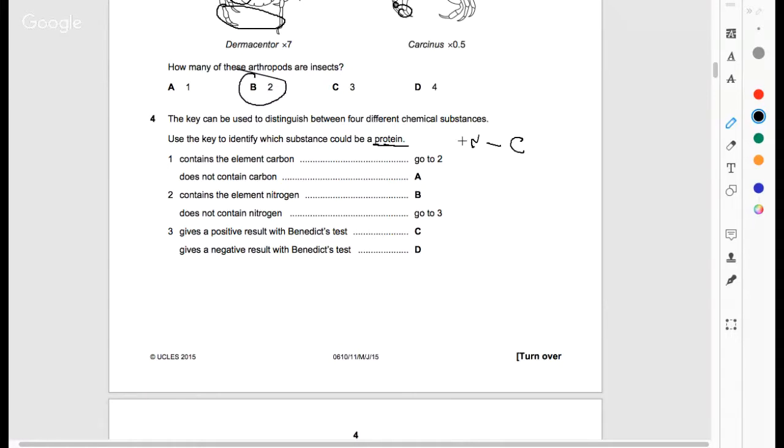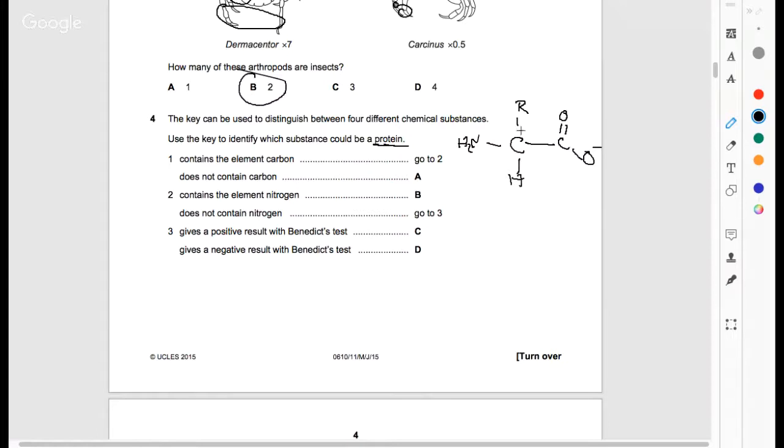with an amino group on one end and a hydroxy group on the other end, and then they have an R group and a hydrogen on the central carbon.